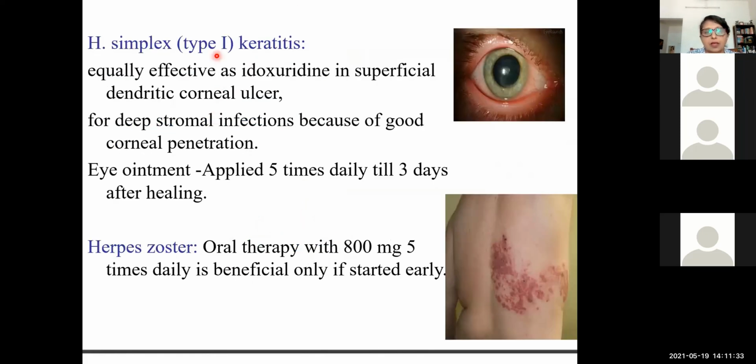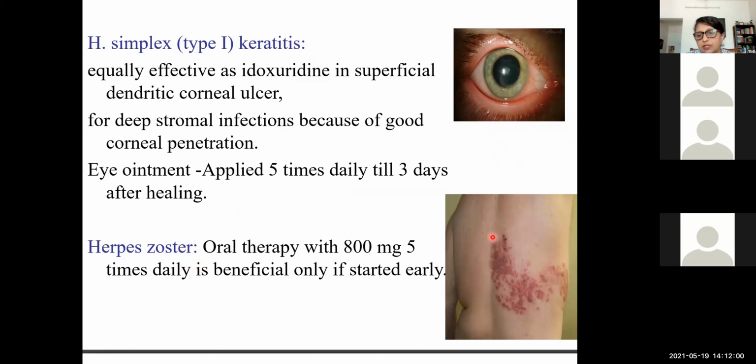Now, another use. Already I have mentioned herpes simplex, that idoxuridine is also effective in herpes simplex keratitis. We have already mentioned idoxuridine. Similarly, we can apply this acyclovir eye ointment, and it has good corneal penetration. So it is useful in case of herpes simplex keratitis, that is corneal.